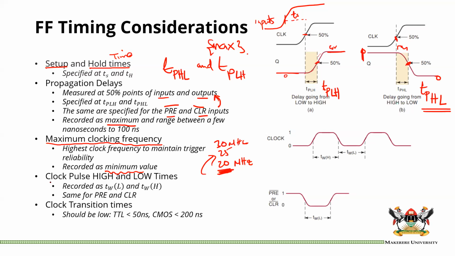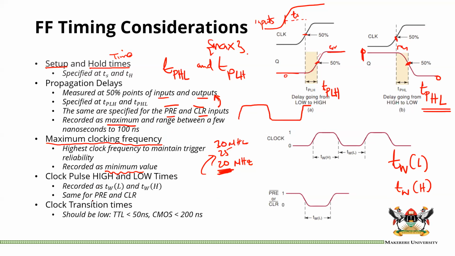Another one is the clock pulse high and low times. This really means how long the clock stays in the up position and how long it stays in the low position. We record it, we denote it as TW low and TW high. It is like the time width of the pulse. Obviously that has something to do with the frequency.